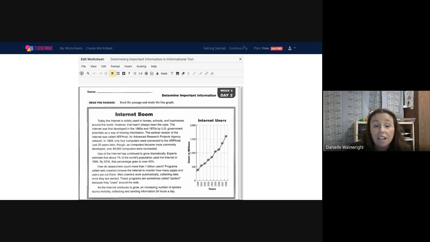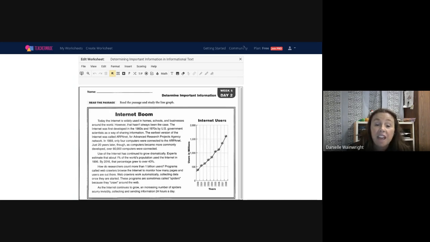Just 20 years later, though, as the computer became more commonly developed, over 80,000 computers were connected. Wow, 80,000 computers in 20 years. Use of the internet continued to grow dramatically. Experts estimate that about 1% of the world's population used the internet in 1996. By 2016, that percentage grew to over 43%.